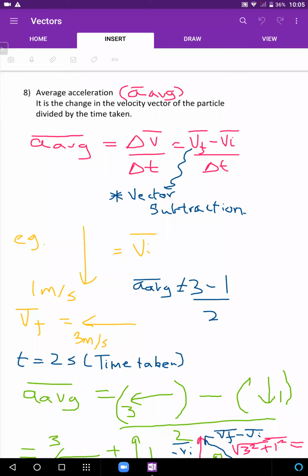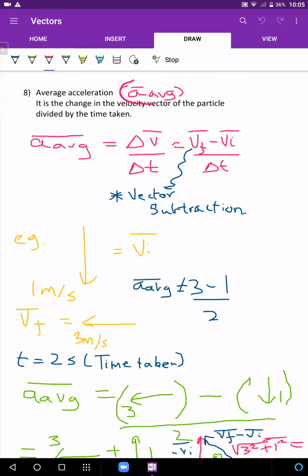Acceleration, I'm just representing it by this symbol, average acceleration, and I'm putting a bar to denote that this is a vector quantity. Okay, a average. Now, इसका definition एक बार अच्छे से देख लो. So acceleration is defined as the rate at which velocity changes. More specifically, average acceleration is defined as change in velocity upon change in time. Remember, change in time just means time taken.